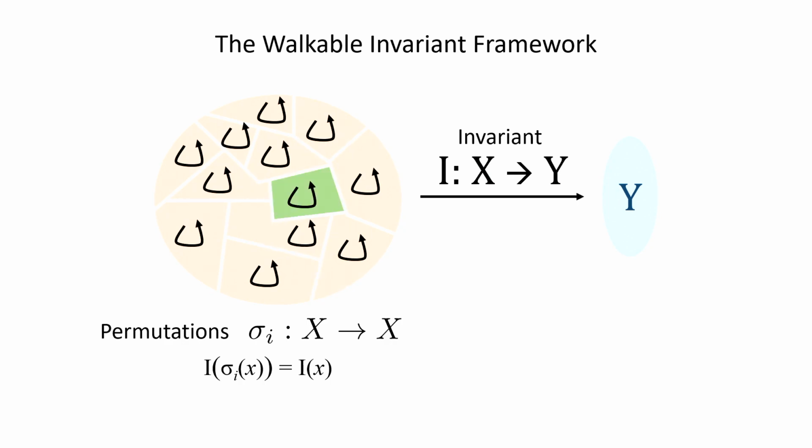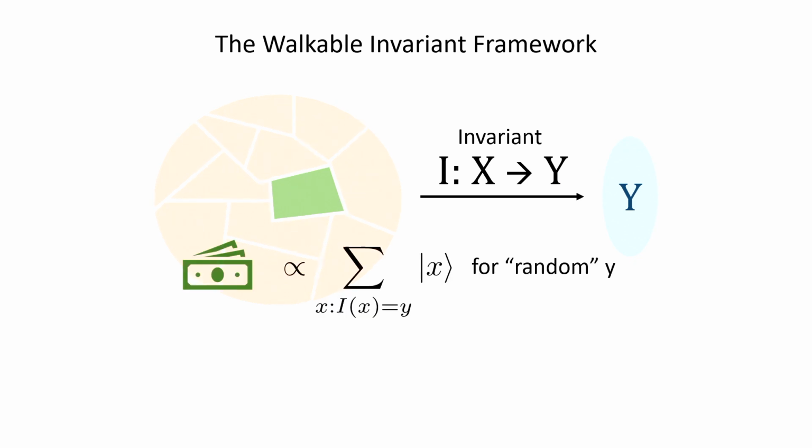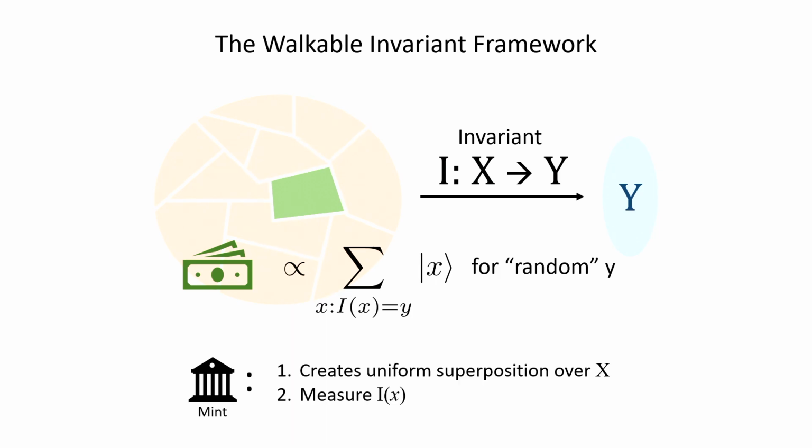To define a quantum money state, we first choose a random subset with some invariant, let's call it Y, and then we take the uniform superposition over elements in that set to be the banknote. The invariant then becomes the verification key or the serial number. So now these states can be sampled efficiently by the mint by just taking a uniform superposition over X and then measuring the outcome of applying the invariant.